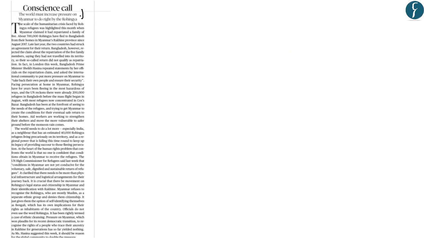Now we have taken this article from the editorial page, on page 6. What this article talks about is the Rohingya crisis. Let us first understand why this article is in the news.